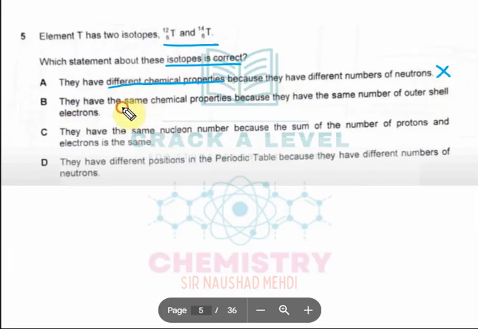They have the same chemical properties, yes, because they have the same number of outer shell electrons. Yes, because their atomic number you can see they are the same. So their valence electrons are also the same, so their chemical properties are also similar. So option B is the correct answer for this.